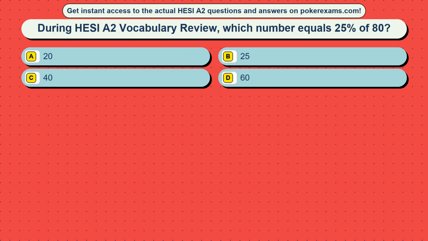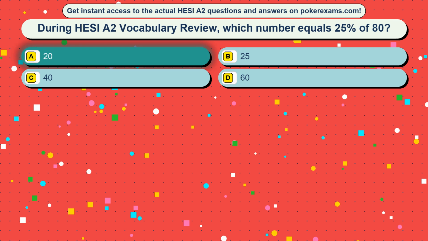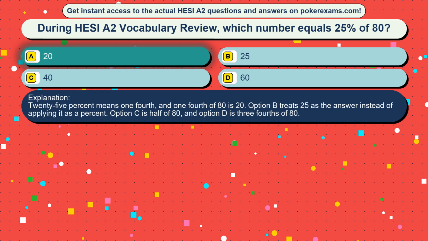Question 21. During HESI A2 vocabulary review, which number equals 25% of 80? Option A, 20. Option B, 25. Option C, 40. Option D, 60. The correct answer is option A, 20. 25% means 1/4, and 1/4 of 80 is 20. Option B treats 25 as the answer instead of applying it as a percent. Option C is half of 80, and option D is 3/4 of 80.